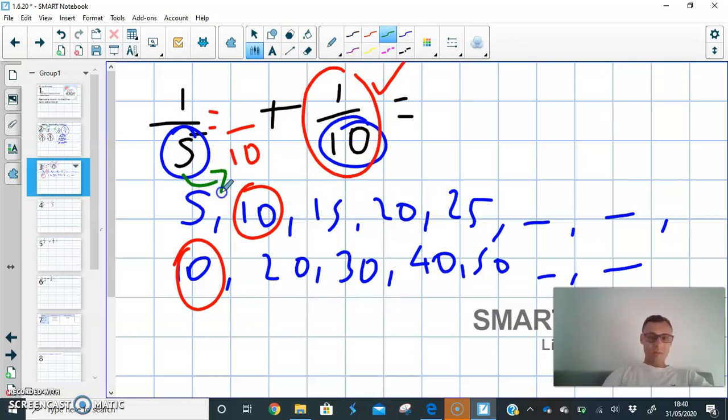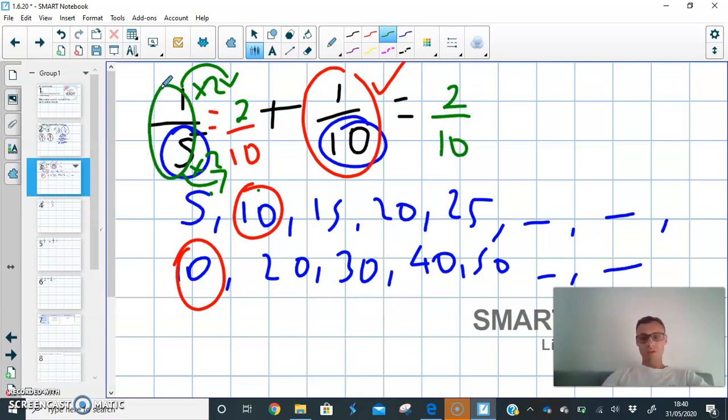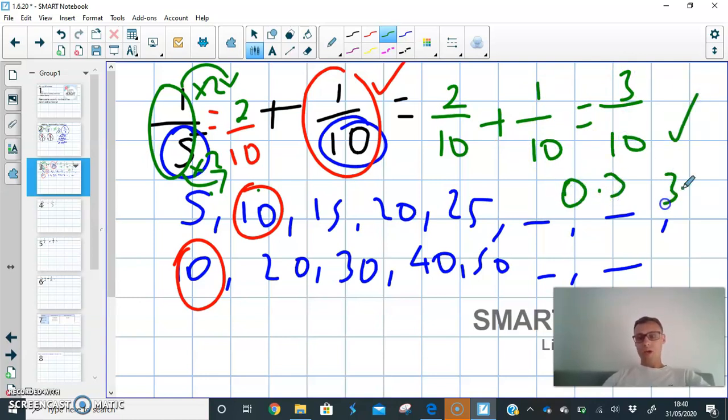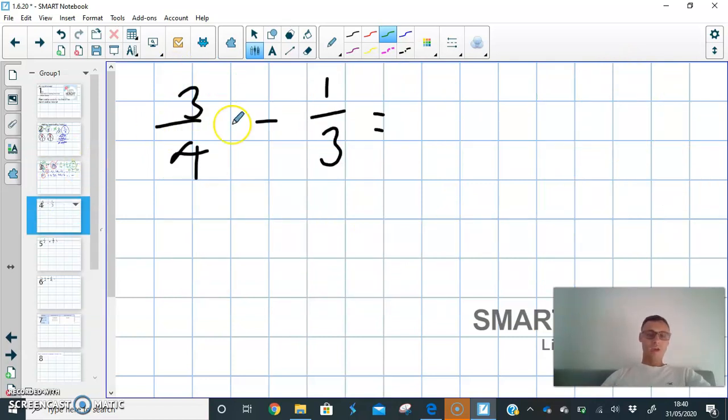Then we need to keep them the same. How do I get from 5 to 10? I times it by 2. What am I going to do to the top then? Also times it by 2, so that becomes 2 tenths. So we've got 2 tenths, here's your 1/5 but written in tenths to make the denominators the same. Add 1/10, well, that gets us to 3 tenths, or we know that that's 0.3 and 30%. 3 tenths is the answer we're after.